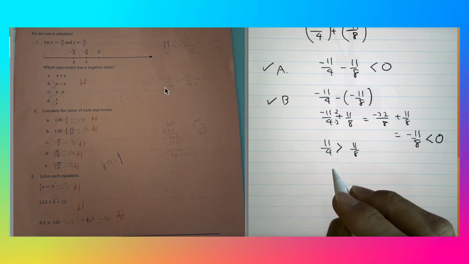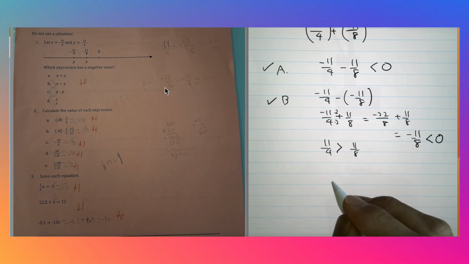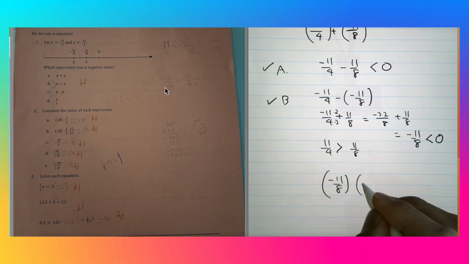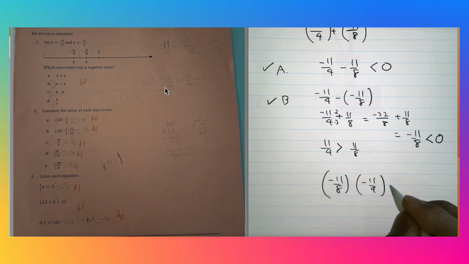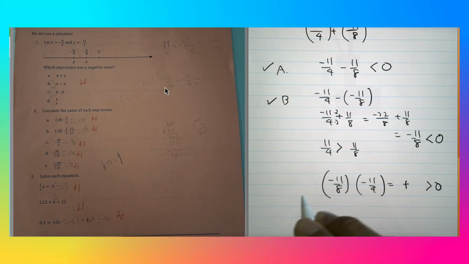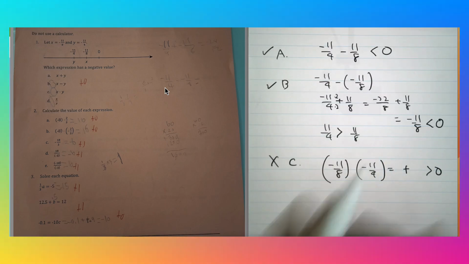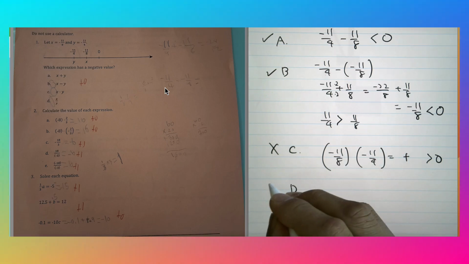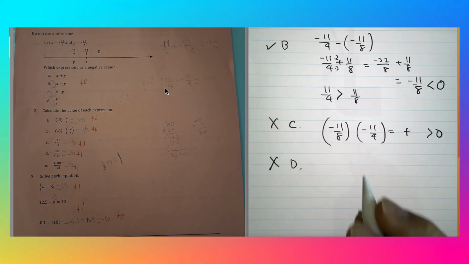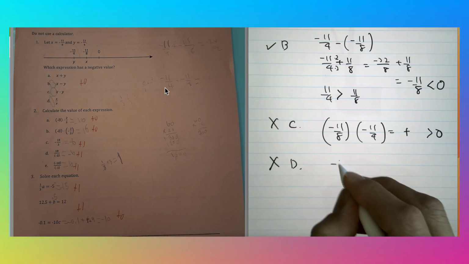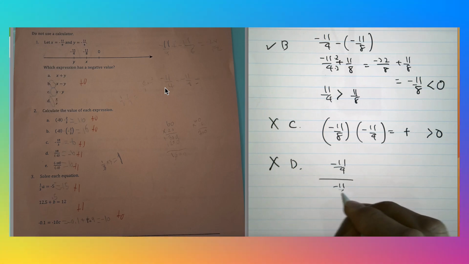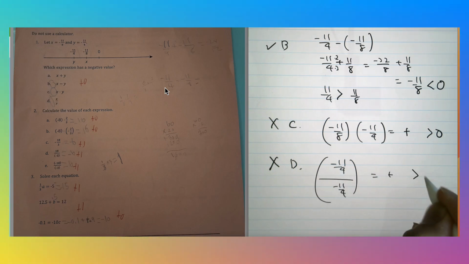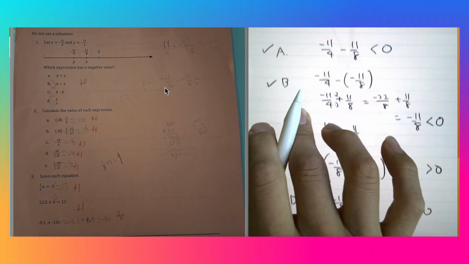C is not, because when you have a negative number x times a negative number y, negative times negative is always positive. C is not a negative value. And D will also be positive, because when you divide a negative number by a negative number, negative over negative is positive. So the only answers in number 1 should be A and B.